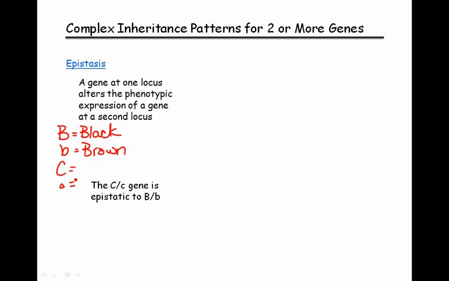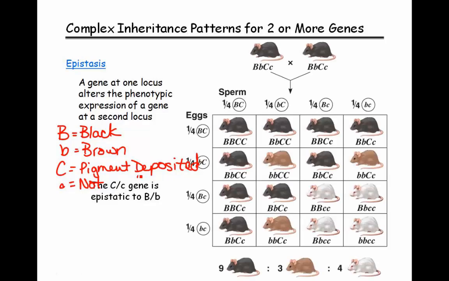And what the C gene codes for is pigment deposition. So basically, does the pigment get placed in the hair or not? With capital C, the pigment is deposited. And when we talk about lowercase c, it's not deposited. Okay, so if we look at how all of this works, we've got two black mice up here that we're going to be crossing with each other.